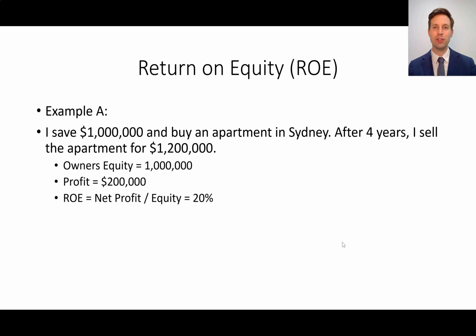Here's an example of the return on equity formula in use. I save $1 million and I buy an apartment in Sydney. After 4 years' time, I decide to sell that apartment and I sell it for $1.2 million. That means my owner's equity would have been $1 million, my profit would have been $200,000, and my return on equity, my net profit, $200,000, divided by my equity of $1 million equals 20%.